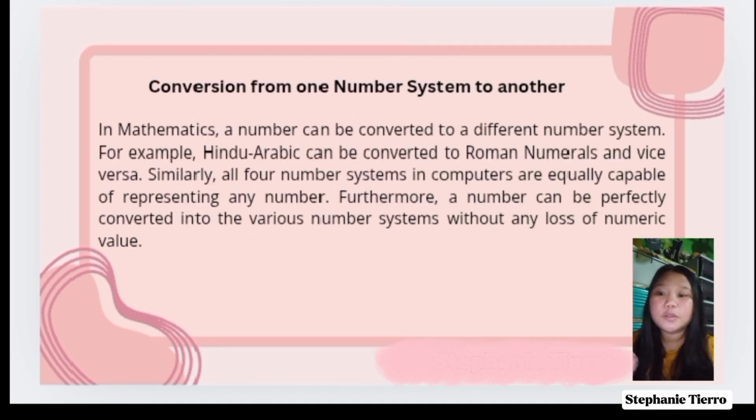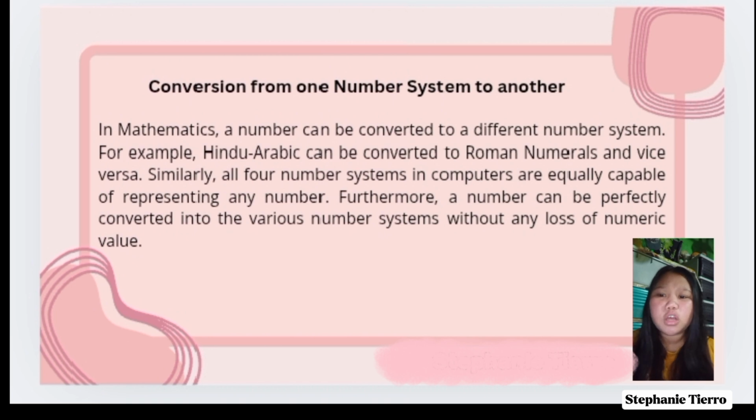First, let's go to the conversion from one number system to another. In mathematics, a number can be converted to a different number system. For example, Arabic numerals can be converted to Roman numerals and vice versa. Similarly, all four number systems.